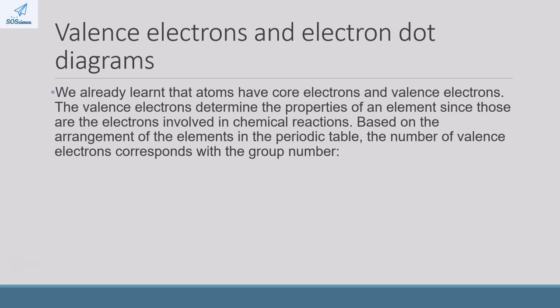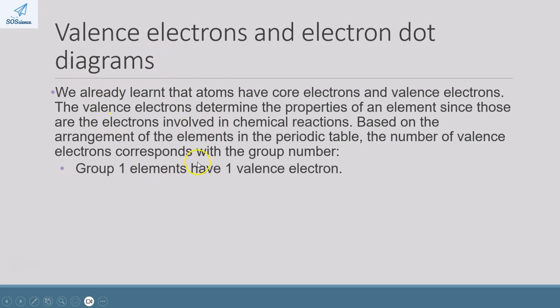Let's start off by learning how to draw electron dot diagrams using Lewis notation. We learned that atoms have core electrons and they also have valence electrons. It is the valence electrons that determine the properties of the element, because those valence electrons are involved in chemical bonds. Based on the arrangement of the elements on the periodic table, we can figure out the number of valence electrons based on the group number.